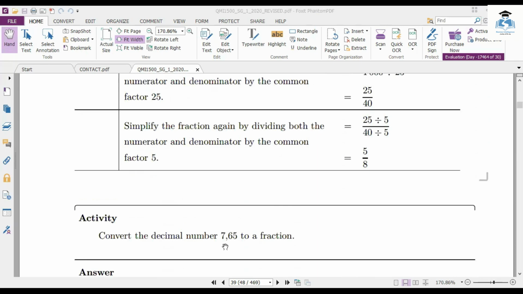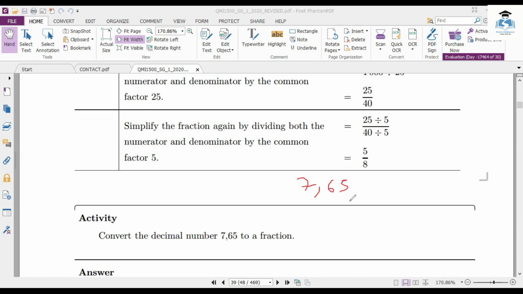So can you do this one? 7.65 to a fraction. Anyone to try? Where are you guys?